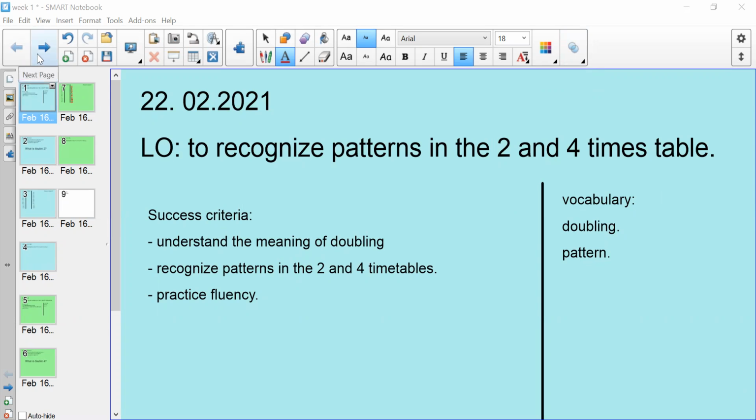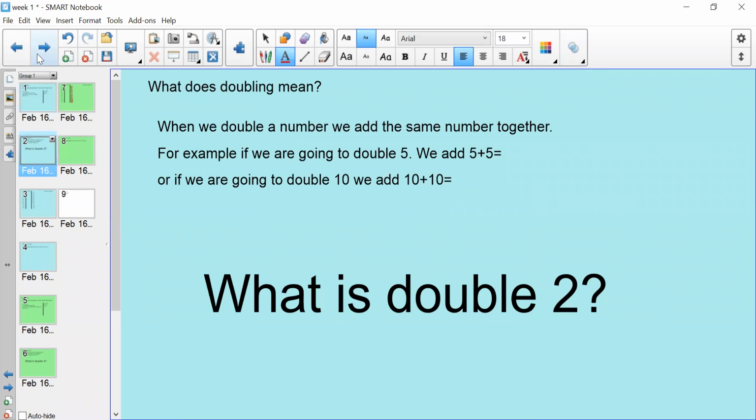So let's first look at what doubling means. Think about what doubling means. Do you know what it is? When we double a number, we are adding the same number together. For example, if we are going to double the number 5, we add 5 plus 5, which is going to equal 10. So we can say that double 5 equals 10.